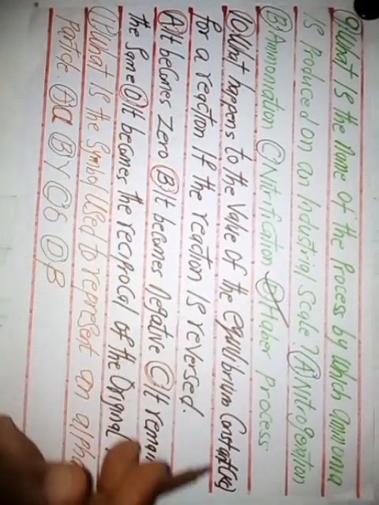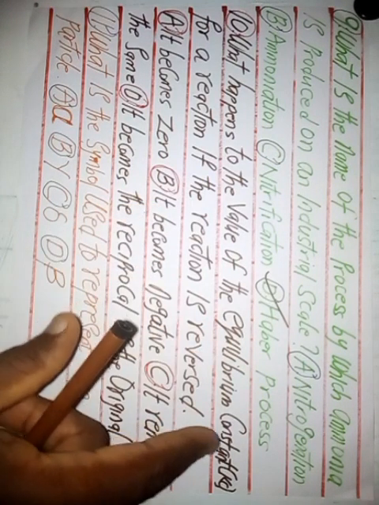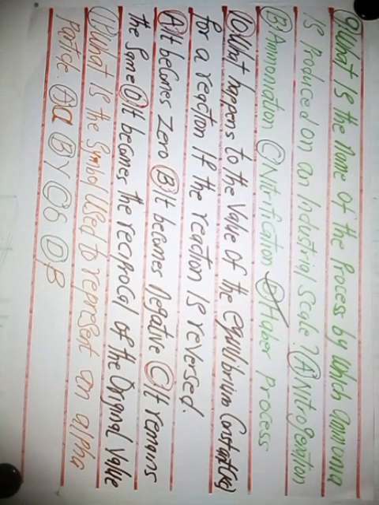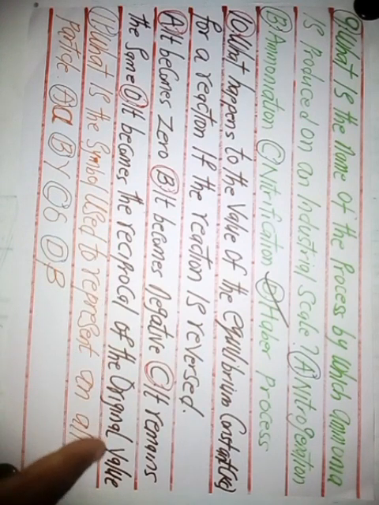Number 10. What happens to the value of the equilibrium constant for a reaction if the reaction is reversed? It becomes 0, it becomes negative, it remains the same, or it becomes the reciprocal of the original value. For the equilibrium constant, you say product over reactant, and they are asking if it is reversed. If it's reversed, it will become the reciprocal of the original value, that is 1 over the original value.